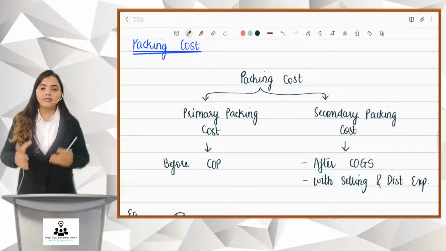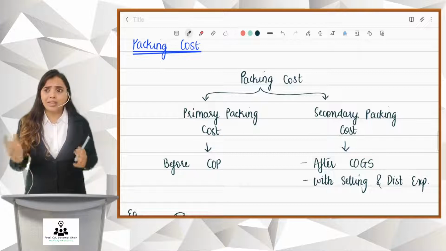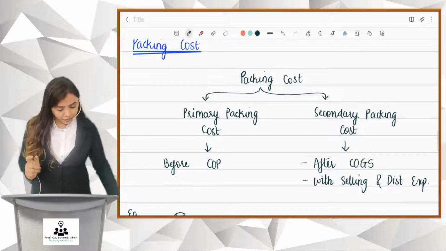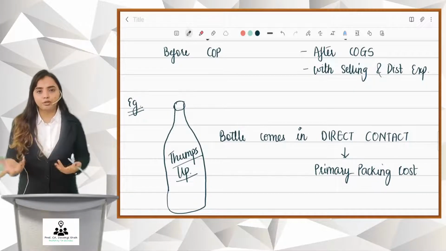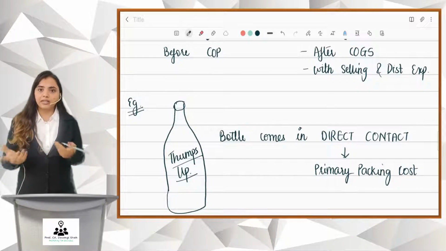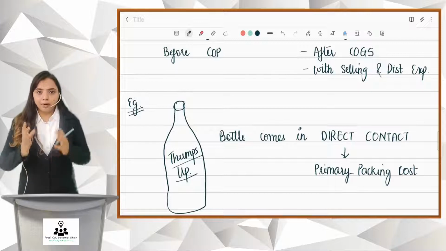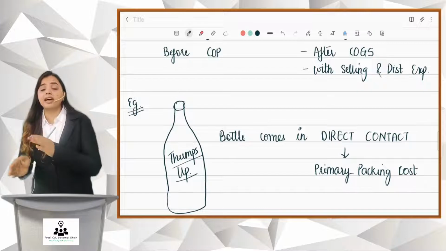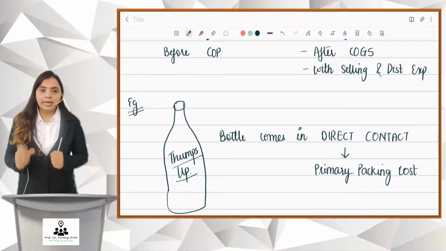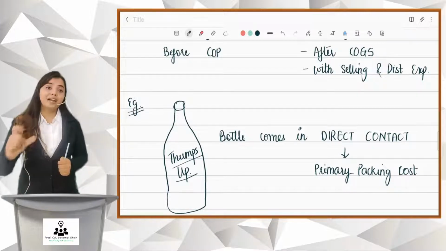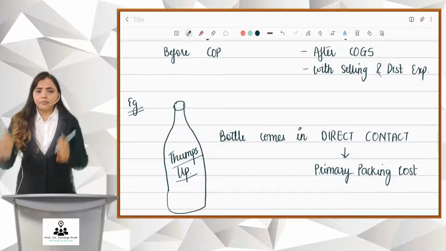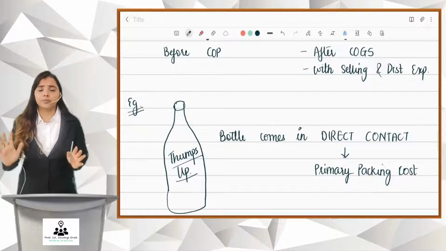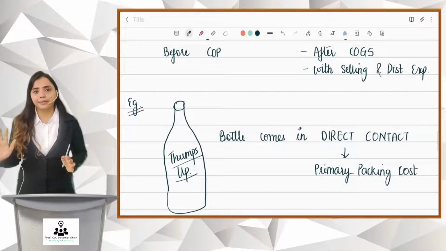Now let us understand why so, and what exactly are these primary and secondary packing costs. Friends, we all drink Thums Up. It is packed in plastic bottles or glass bottles or a metal container. These bottles, plastic, glass, metal, come into direct contact with the product, Thums Up, and hence these bottles are called primary packing cost. And these are essential to the product, right? And hence they are taken along with cost of production, that is, before cost of production they are added.